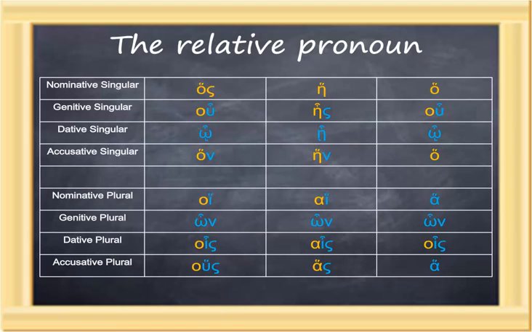The genitive plural: hon, of whom, or perhaps whose. The dative plural: hois, hais, hois: to whom, to which things. The accusative plural: hous, has, ha, which could be translated whom, which things. Again, the exact translation is very much a product of the context, but this gives you an idea.